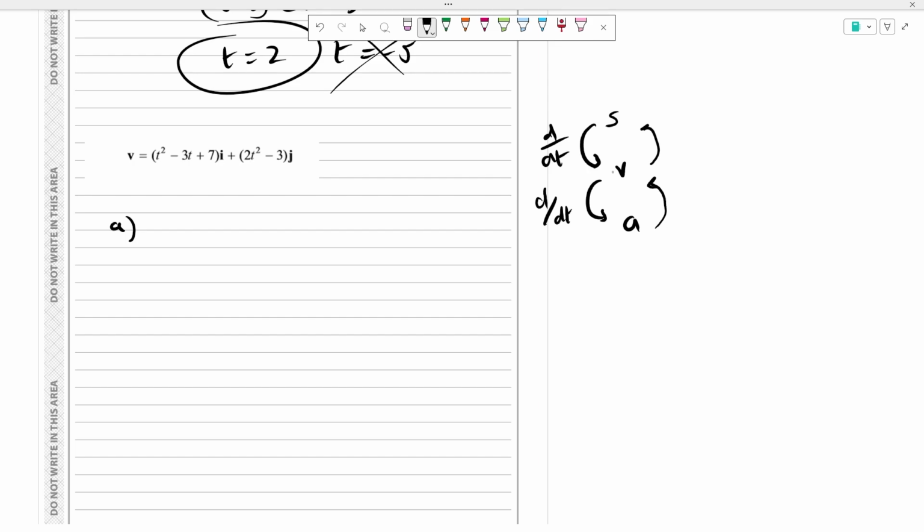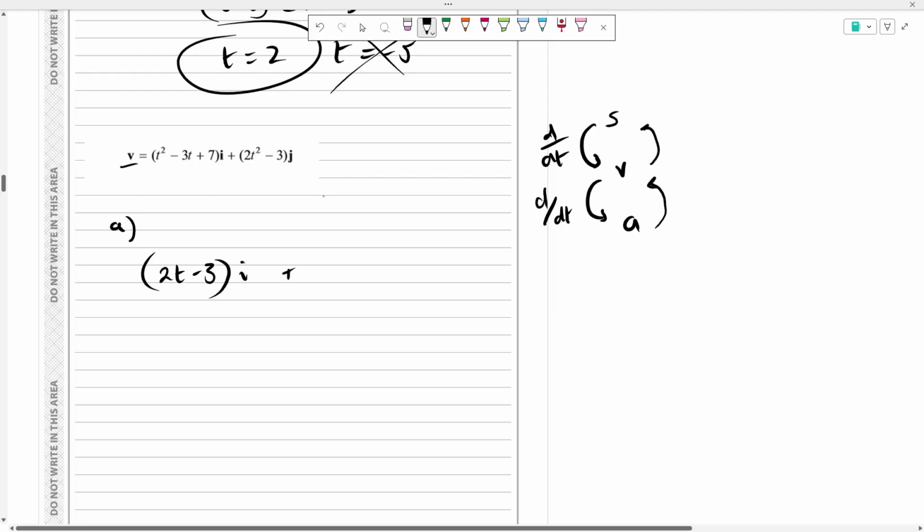So to go to acceleration from velocity, essentially we're differentiating this. We're going to differentiate the i term first. So this goes to 2t minus 3 i plus 4t j. I can write 4t like this. That's your acceleration term.